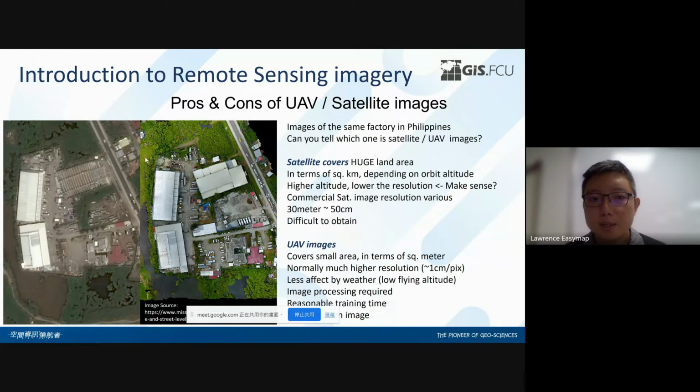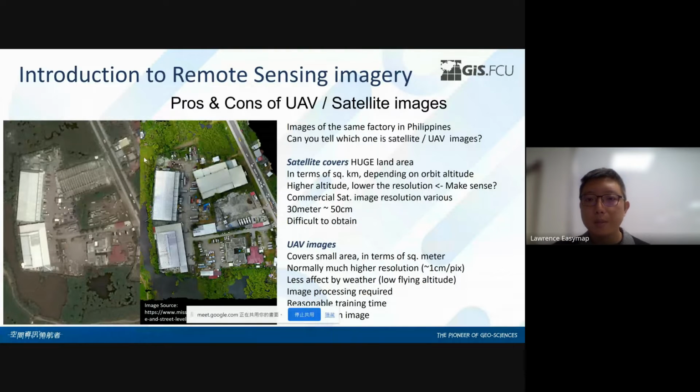So for the satellite image on the left-hand side, every single image can cover a huge land area. We're talking about square kilometers. How much it covers highly depends on the orbit altitude, which means how far the satellite is from the ground. Some satellites are low altitude and some are high altitude. With the high altitude, the resolution, or the detail of every picture, will be less. I think it makes a lot of sense, doesn't it?